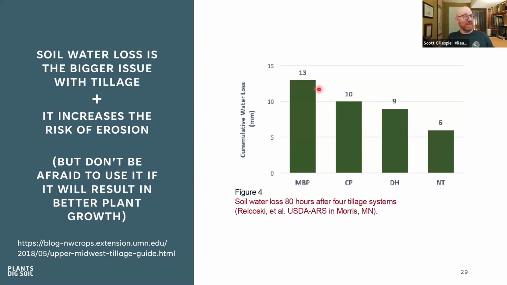But the plowing, kind of the good news is these less intensive ones, chisel plow, I think it was disc harrow, have less water loss. But that's where our problem is with tillage, or that's where the issue is with it.